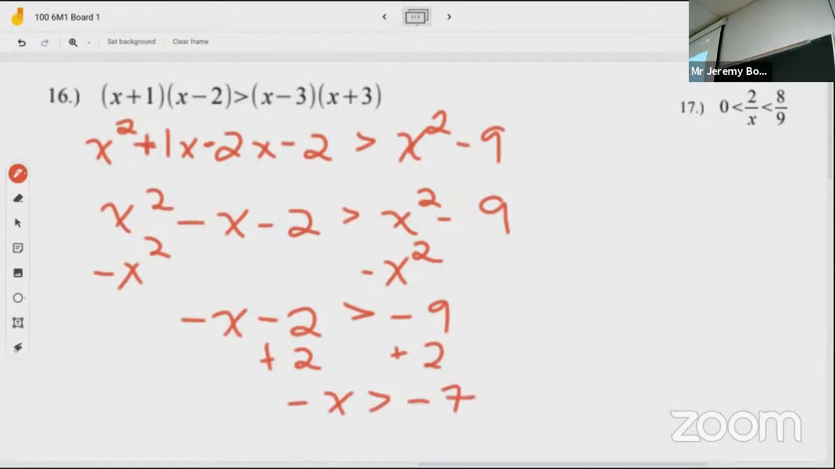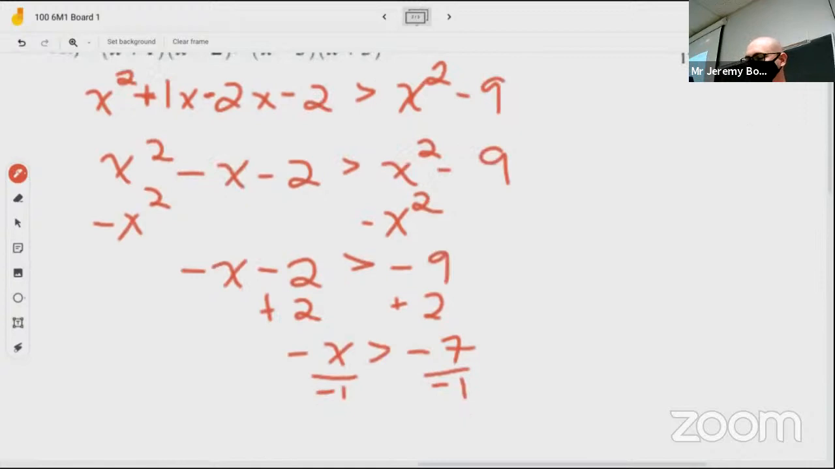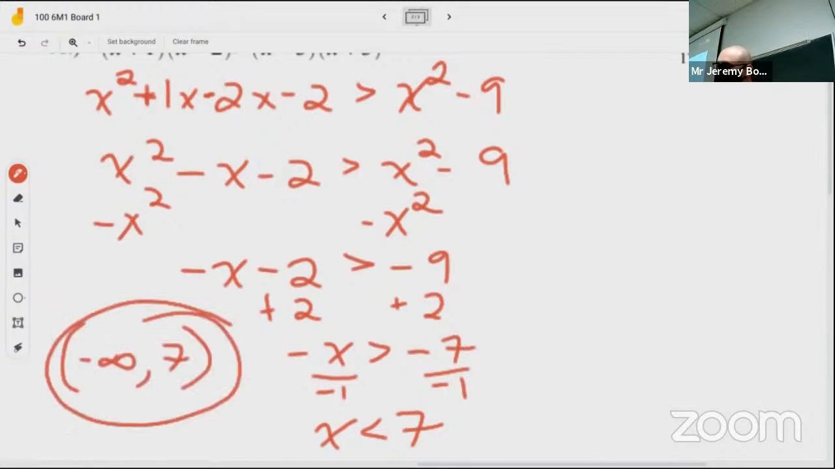And to make it positive x, we can either multiply or divide by negative 1. Either way you think about it, the inequality is going to change. And so we end up with x is less than positive 7. And so our interval notation is going to be negative infinity to 7, parentheses on both of them. Any questions on that problem?